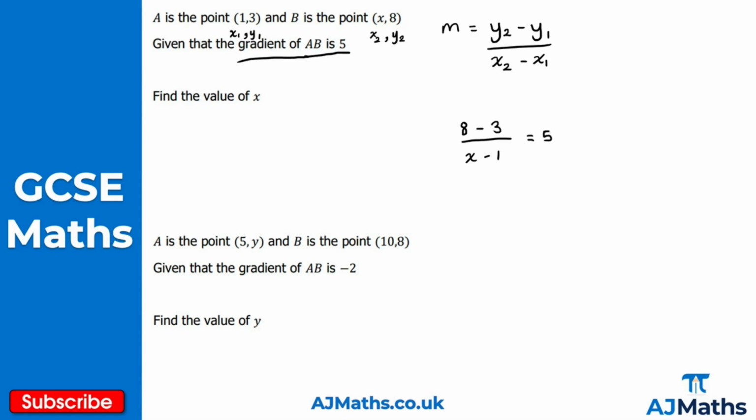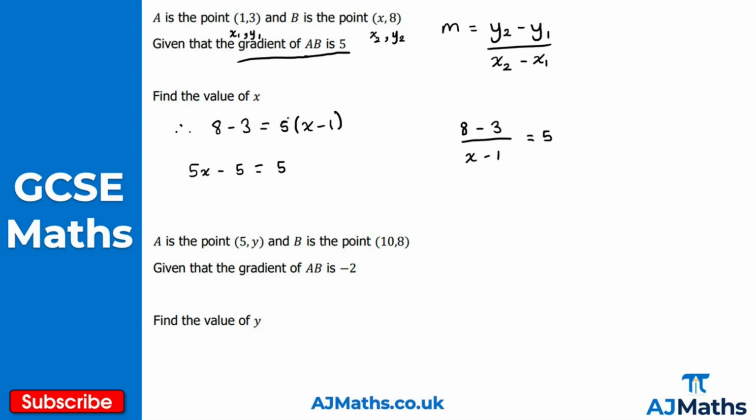And what I'm going to do here now is just solve. Okay, so I'm going to multiply through by x minus 1. So therefore, what I get here is 8 minus 3 is equal to 5 lots of x minus 1 there. Okay, expand this bracket here. So I get 5x minus 5 is equal to 8 minus 3, which is 5. So that's equal to 5 there.